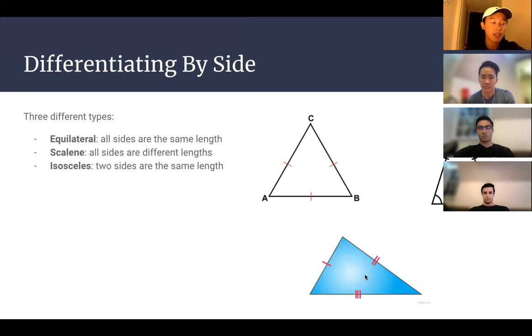So even though we don't know the exact lengths, because of these little notches, we can tell that this is a scalene triangle. And then finally, we have isosceles triangles. That's when two of the sides of the triangle are the same length. And right here, just as in the equilateral triangle, we can see these little notches that show us that they're the same length here.